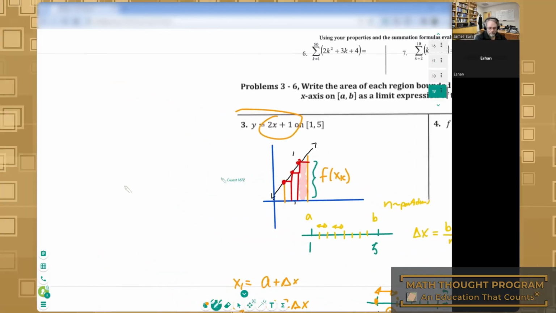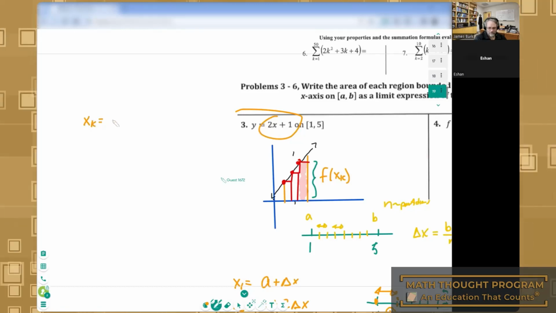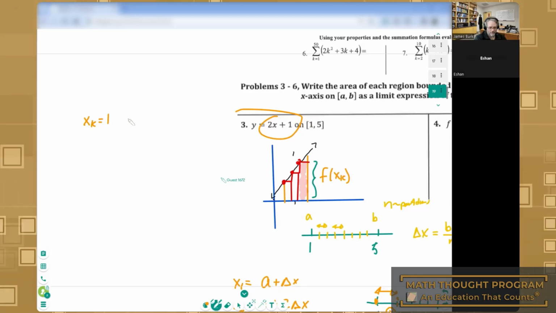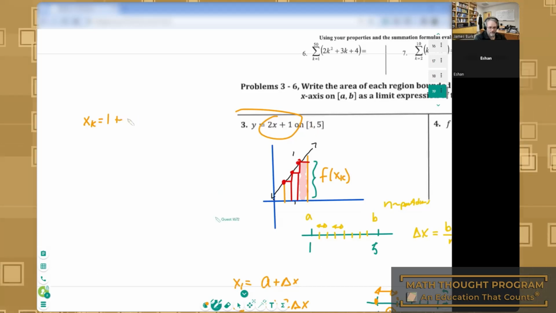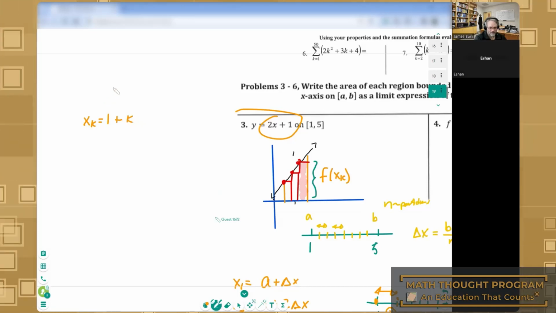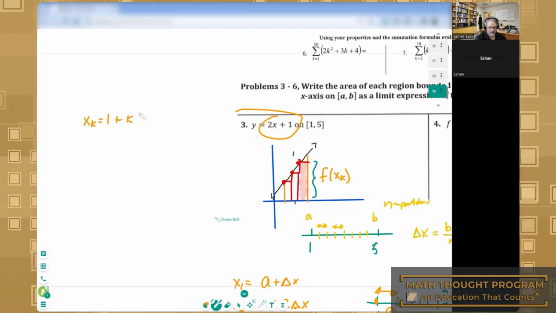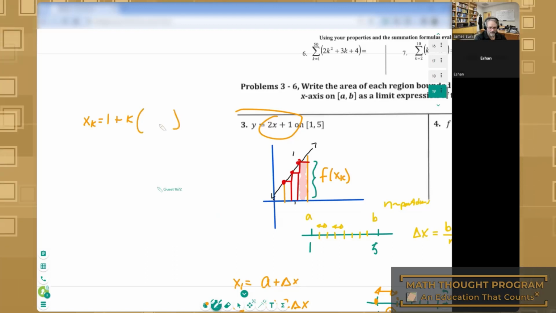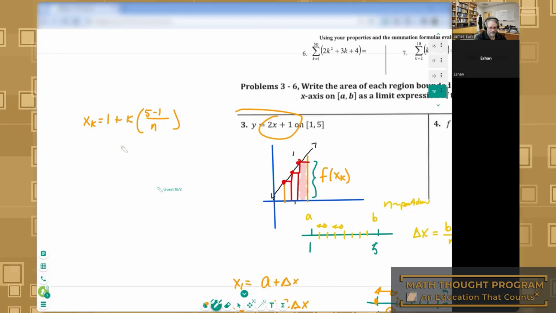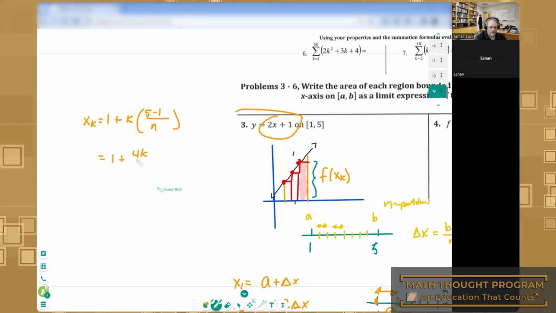Now, in this particular case, we're going to have x sub k. Our starting value is 1. That's the piece right there. Plus, we're going to have k, and the delta x. In the problem again, they didn't stipulate the number of partitions, but we still know how to calculate that. That's going to be 5 minus 1, and we're just going to have to say n. So we're going to have 4k over n.